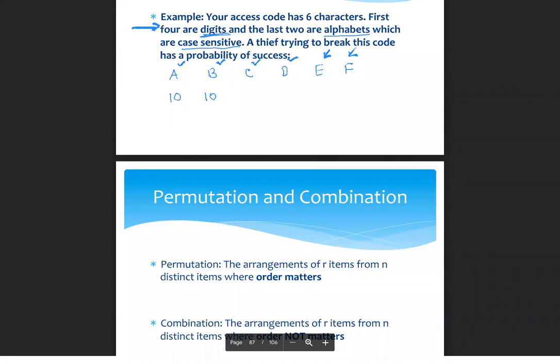So event A can happen in 10 different ways, and event B can happen in 10 different ways independently. They don't influence each other. Then together they can happen 10 times 10, or 100 different ways. Is this clear? Yes. This is the fundamental counting principle, or counting rule. Event A can happen in M different ways, and event B can happen in N different ways. Together, they can happen in M times N different ways. In this particular case, event A can happen in 10 ways, event B can happen in 10 ways, and together they happen in 10 times 10, or 100 different ways.